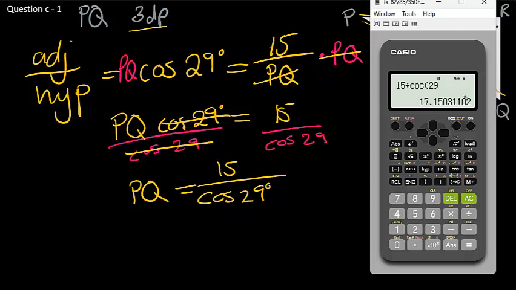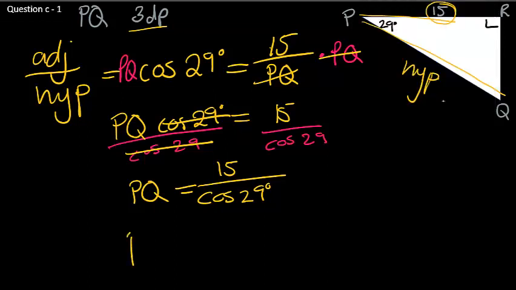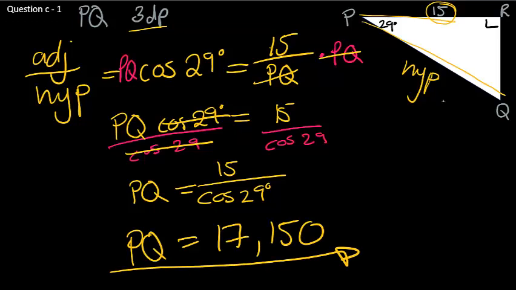17.1503. Now I want 3 decimal places. 150, 0 is the third decimal place. I look at the next number, 3. 3 says stay the same, so it's 17.150. PQ is equal to 17.150, correct to 3 decimal places.